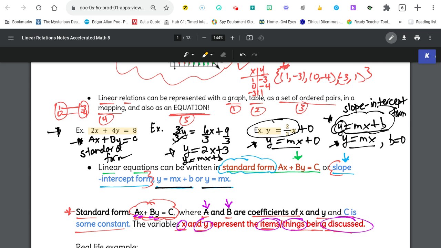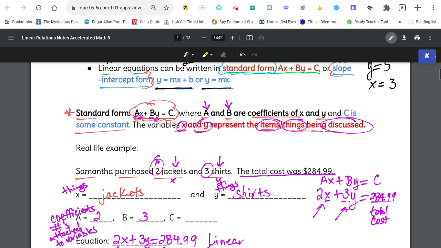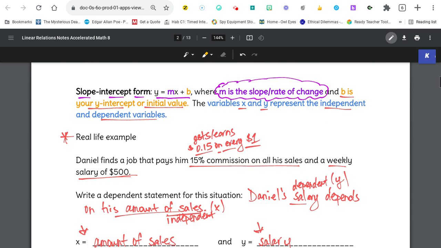Now I'm going to show you something else, guys. Oh, well, we'll talk about that later. These are what we call special linear equations. But we'll talk about those later. We're not going to worry about those right now. All right, let's keep going.